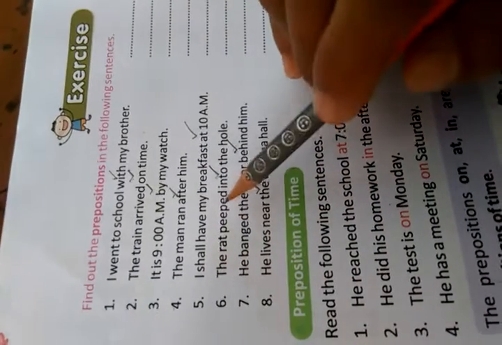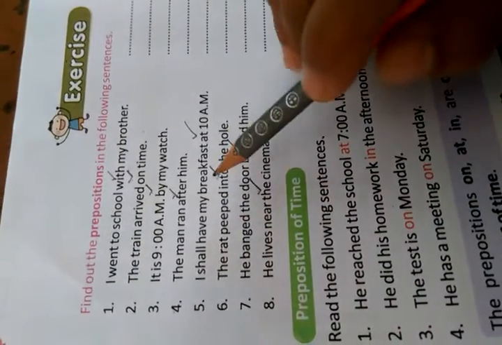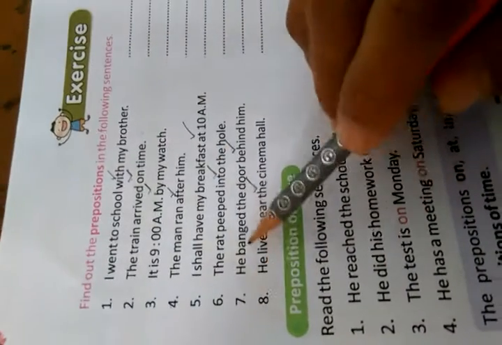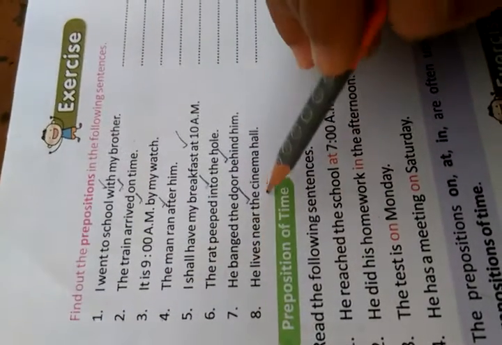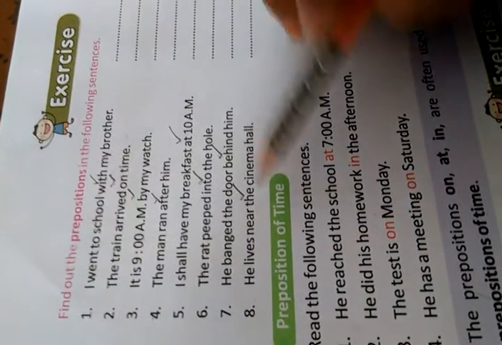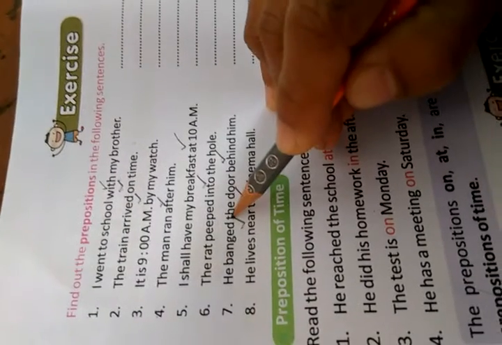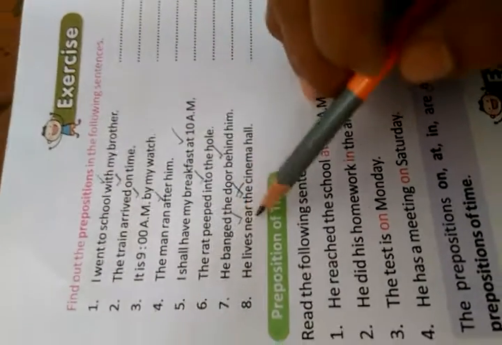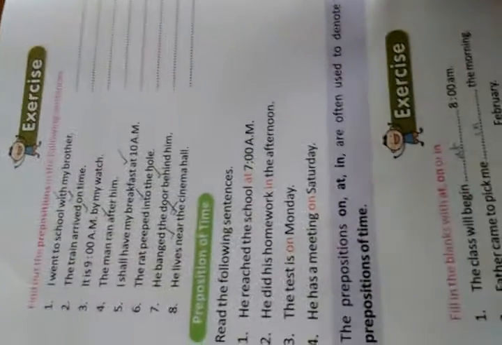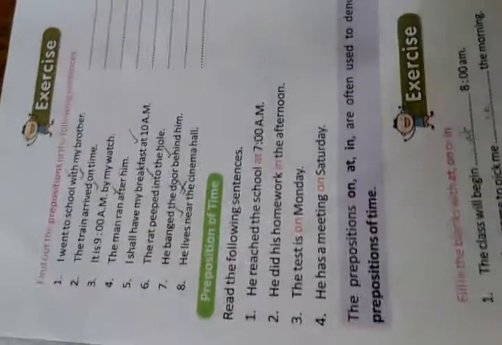Number 6, the rat peeped into the hole. Into is the preposition. Number 7, he banged the door behind him. Behind is a preposition. 8, he lives near the cinema hall. Near, not this is the near. This one is wrong. The is not a preposition, near is the preposition. He lives near the cinema hall. Okay. So I hope that you are getting to the point what is preposition and the use of the preposition.